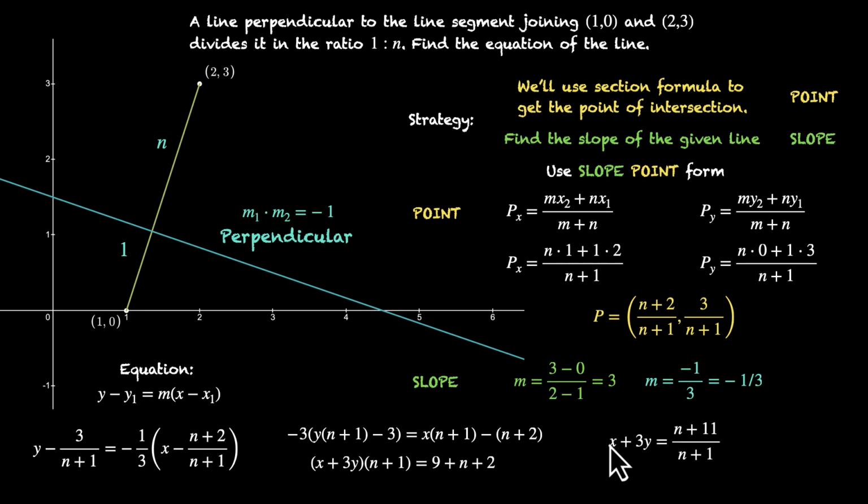So finally we have x plus 3y equals, numerator will be n plus 11 and denominator will be n plus 1. So this equation will also have n as a variable. As you change n, your equation also changes. But this is the equation of this perpendicular that divides this line segment in the ratio 1:n, where the line segment is formed by joining these points.